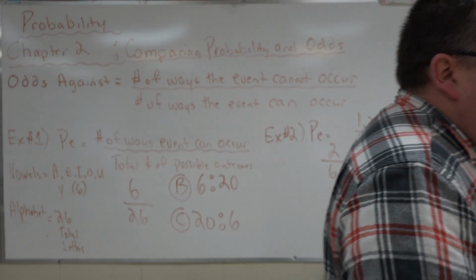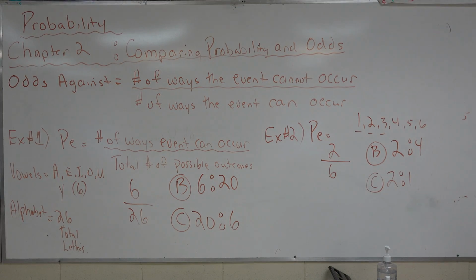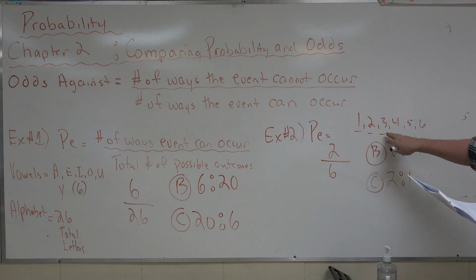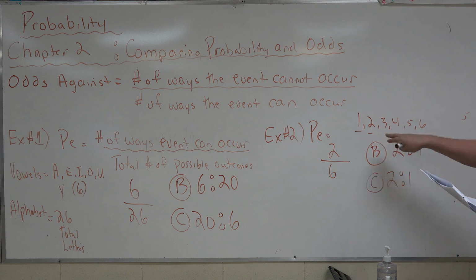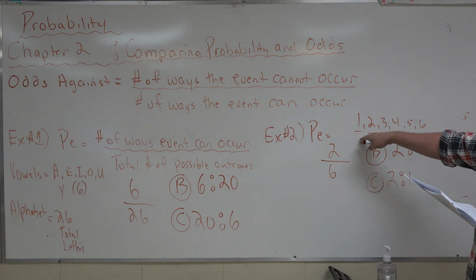Imagine rolling a 6-sided number cube, which is a dice, and determine the following. The probability of rolling a number less than 3. So there are 6 numbers on the dice: 1, 2, 3, 4, 5, and 6. A number less than 3. Don't include 3, but a number less than 3, well, that's going to give us 1 and 2.